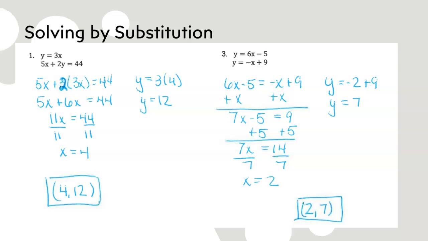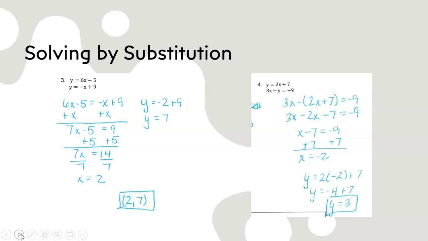Then you're going to plug into either one. It doesn't matter. You're going to plug into the other equation. And I put it into the bottom one, so I have y equals negative 2 plus 9, which is 7. So your point is (2, 7). All right, it looks like I duplicated number 3. Number 2 should be (1, -1).